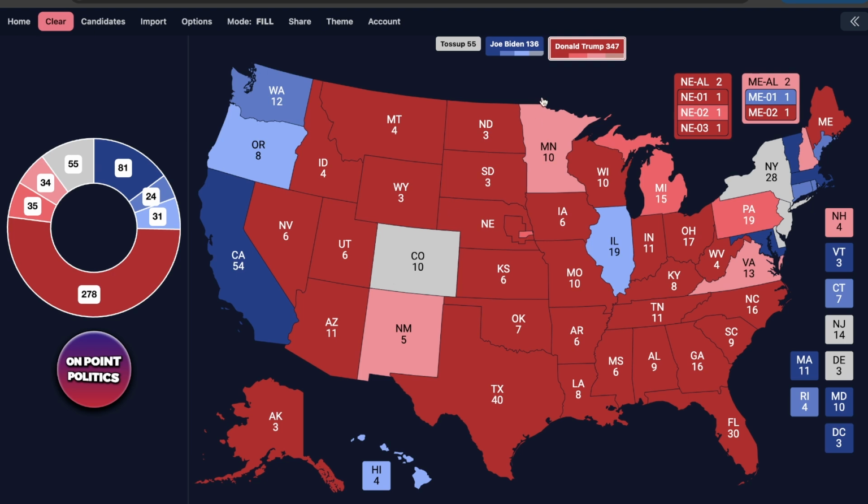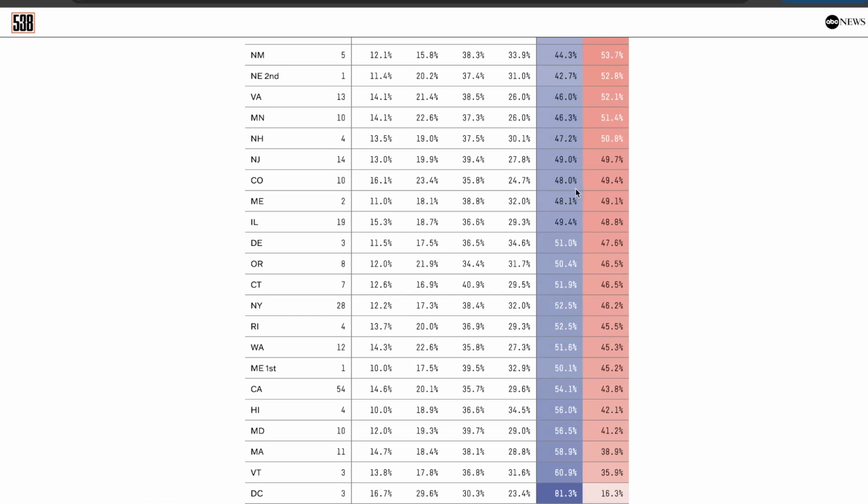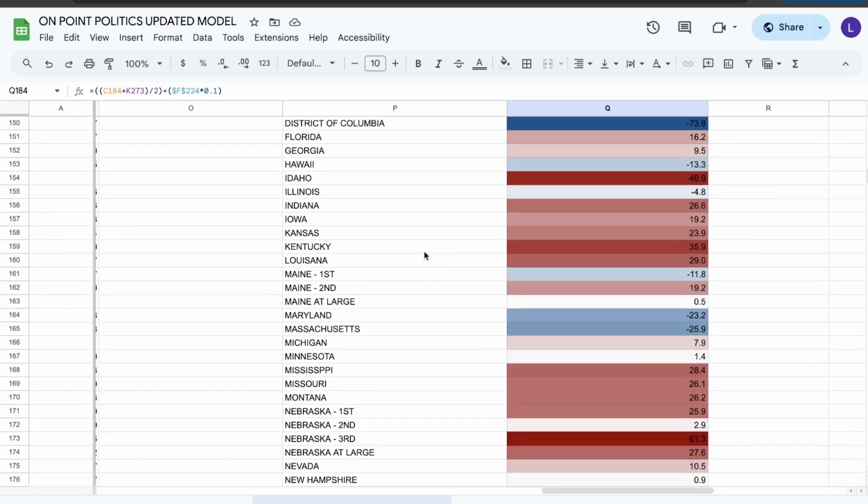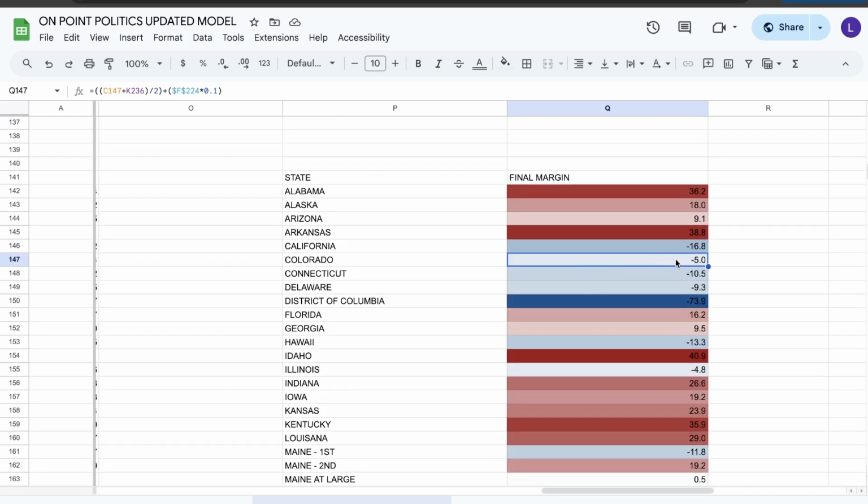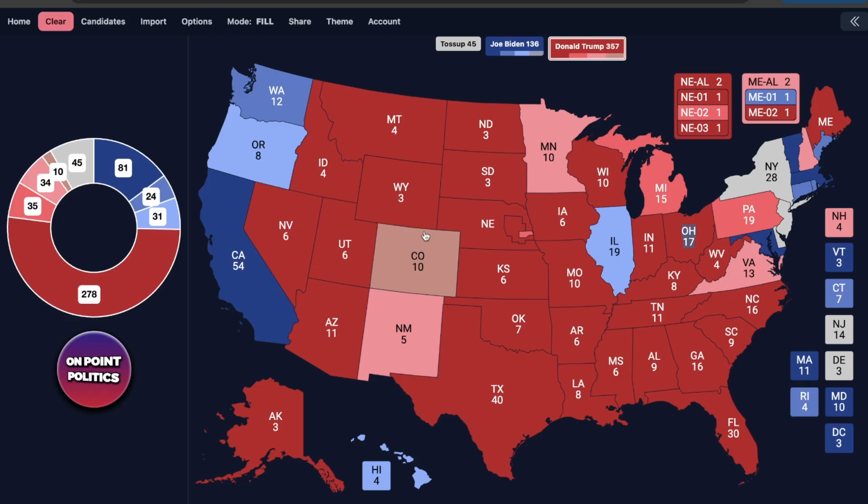For Colorado, I think it's really interesting because I do actually think Donald Trump could pick it up in like an ultimate best case scenario. I think Donald Trump can win it. I think it'd be really close. Donald Trump wins it by 1.4% according to the model. The model over here has it as exactly a 5-point win. But I think in an ultimate best case scenario, I think Donald Trump could pick up the state of Colorado.